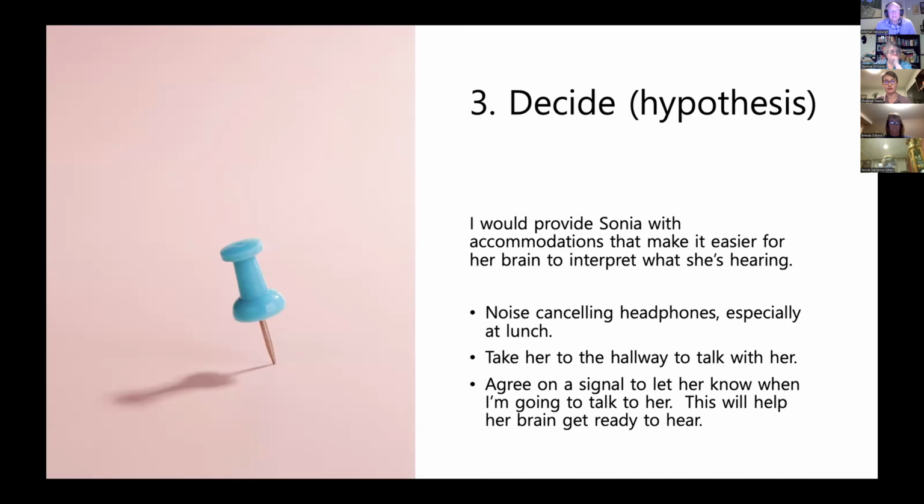A lot of neurodivergent kids, if you just talk to them randomly, they won't hear you because their brain just isn't ready to listen. So if you agree on that signal, like a tap on the shoulder or a wave, then they'll know to listen and they're much more likely to hear you.